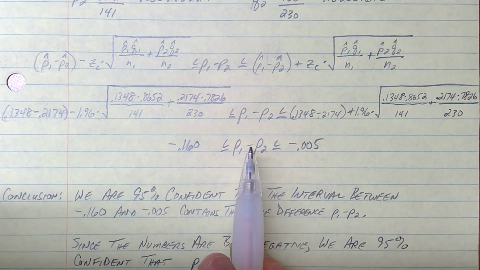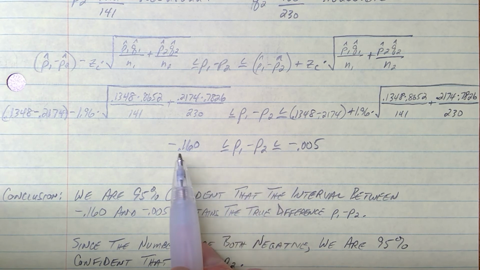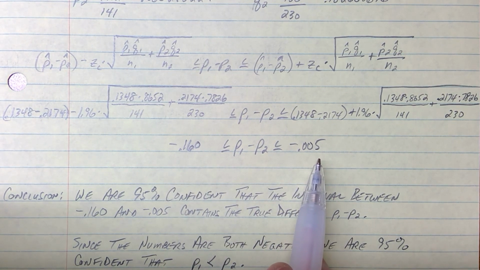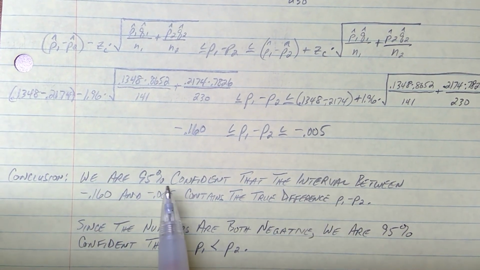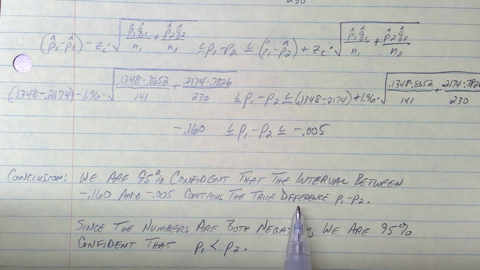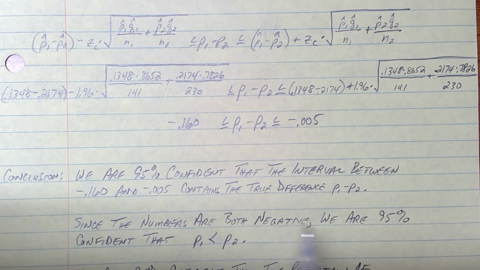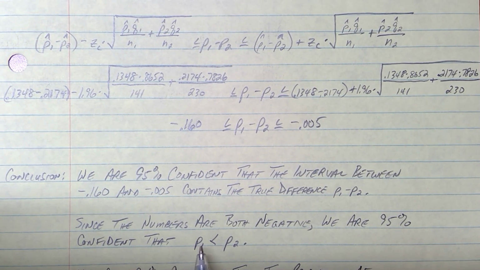We're saying, well, based on this information, I think the difference between the two groups, the difference between the two fractions, is between this negative number and this negative number. Well, now both the numbers are negative. So I'm saying we're 95% confident that the interval between these two negative numbers contains the true difference between the two proportions. Since the numbers are both negative, we're 95% confident that the first group is a lot smaller than the second group. That's the opposite of what we said just before. Since they're both negative, the first group is significantly smaller than the second group.